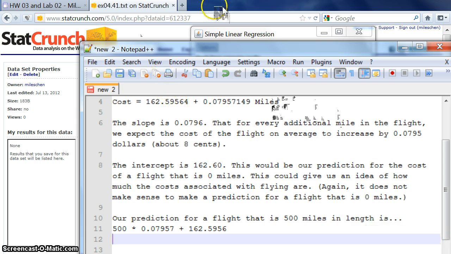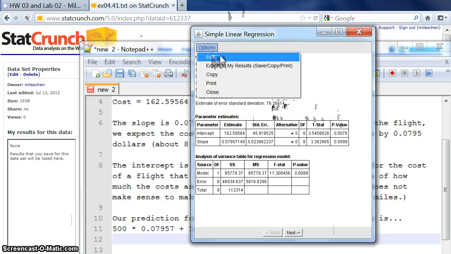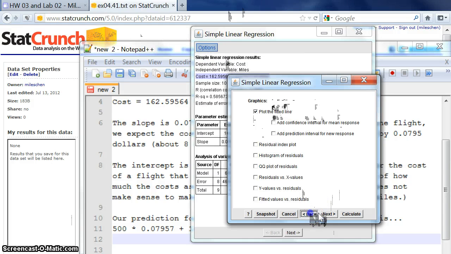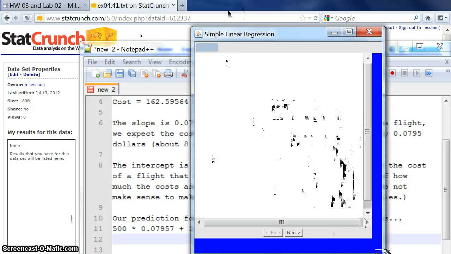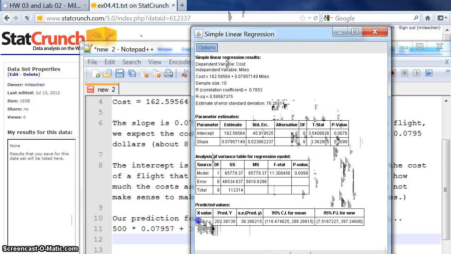Another option you can do is you can actually have StatCrunch create the prediction for you. So if you go back to StatCrunch, under Options, go back to Edit, and click back through. Leave everything the same, but one of your options is to predict y for x equals something. So we're going to plug in 500 for x, that's going to be the length of the flight, and we're going to make a prediction for y. Go ahead and just leave the level that's associated with the level of confidence. We won't worry about that now, but we can leave that there. And at the bottom you can see predicted values, and we've got x value 500, predicted y 202.38.